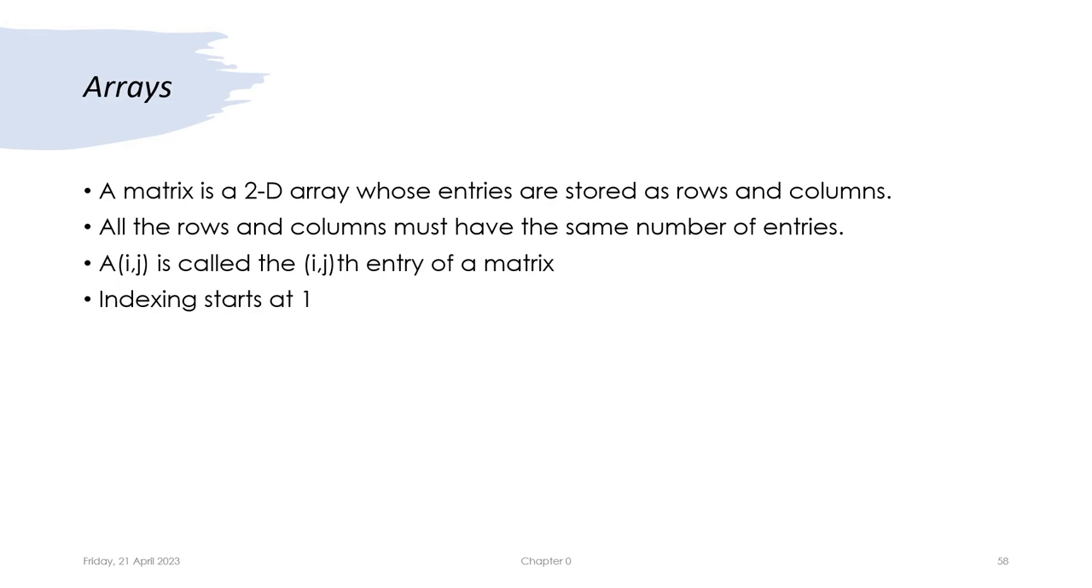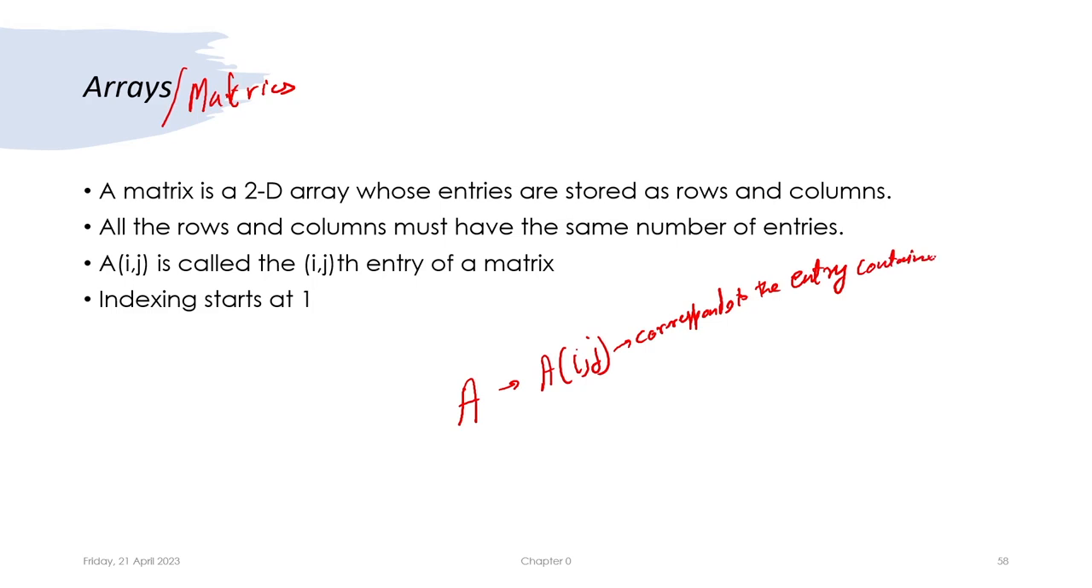So, arrays and matrices. A matrix is a two-dimensional array whose entries are stored as rows and columns. In MATLAB, all the rows and all the columns within a matrix must have the same number of entries. Aij is called the ijth entry of a matrix. So if I have a matrix A, then Aij, as in our basic mathematics courses, corresponds to the entry contained in the ith row and jth column.